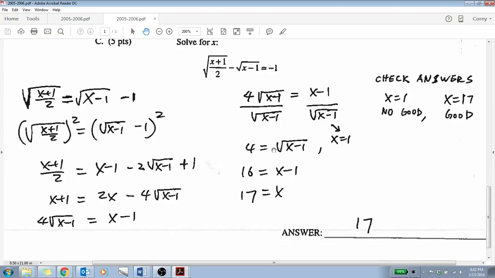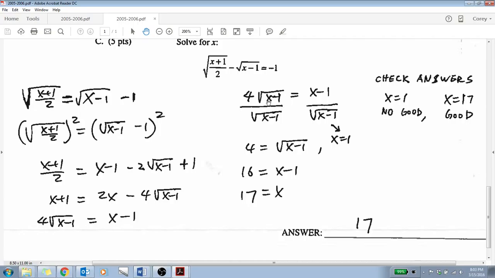And then from here, I can square both sides, and I get 16 equals x minus 1, so I get x equals 17. So 17 is my answer, though technically we possibly could have two answers, where both sides of this equation right here could be 0. For that to be true, x would have to be 1.